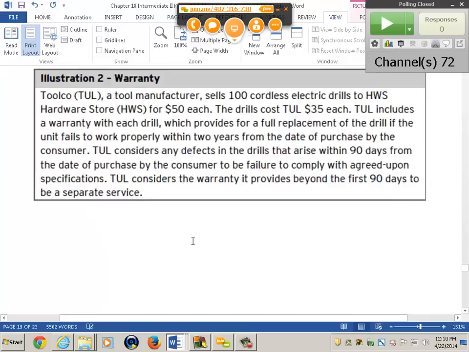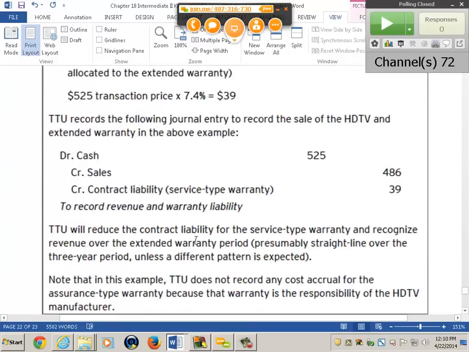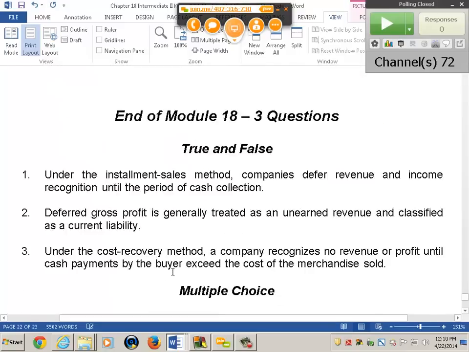Okay, now let's get to some questions, and there are lots of examples. Oh, the warranty example is here too, all right? That's a good one, where you don't use an estimated liability for a warranty. You basically just reduce the sale. Again, the performance obligation is the contract liability. Okay, so let's go through some of these questions.